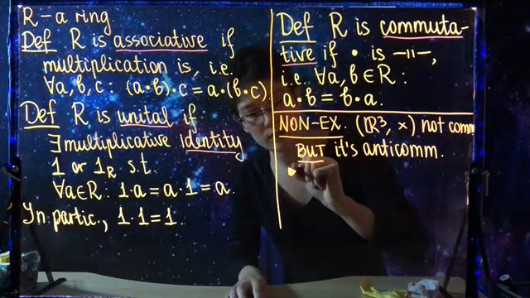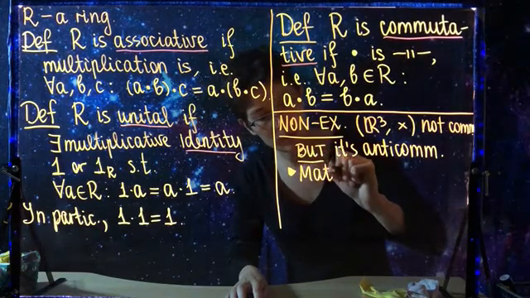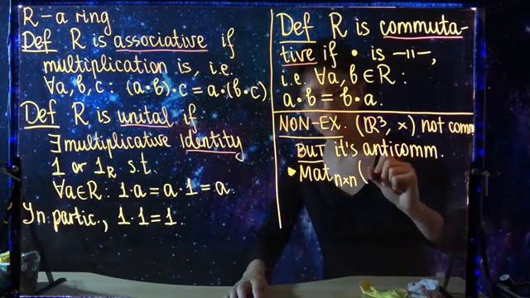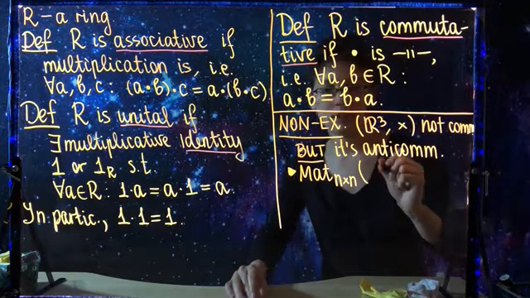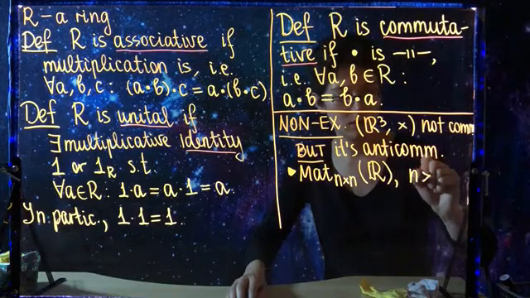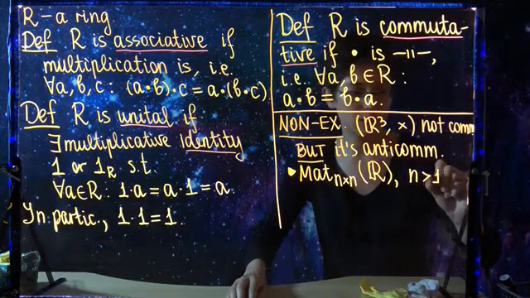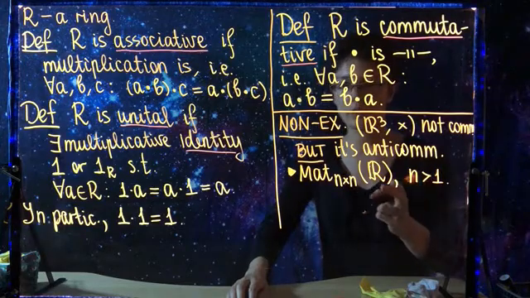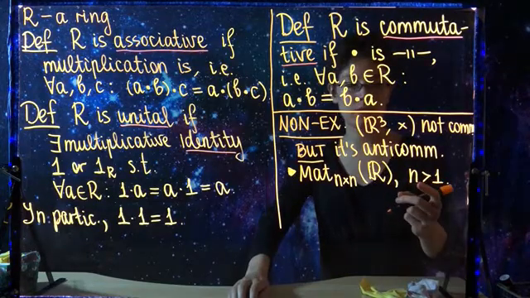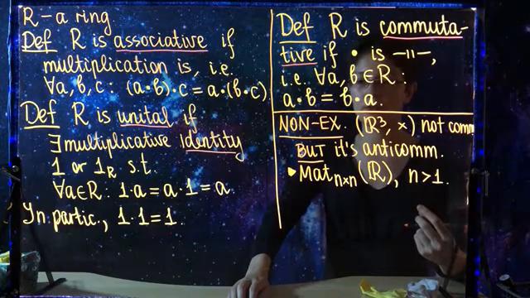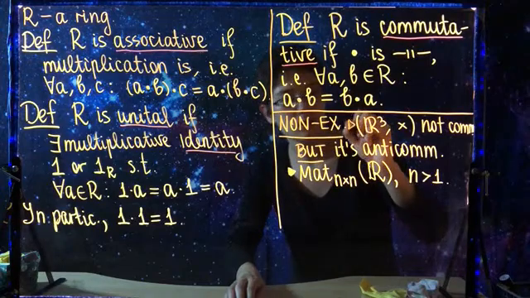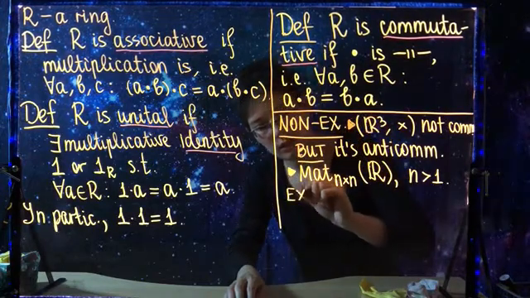So another non-example is the ring of matrices, n by n matrices over basically any field, but let us write R, for n greater than 1. Because if n is equal to 1, then it is just R, and R is commutative. And when n is at least 2, then we can come up with examples of two matrices that do not commute.